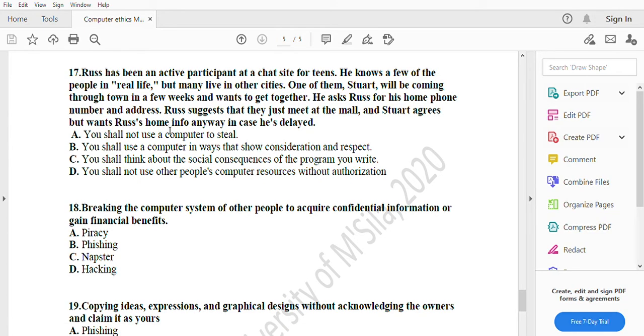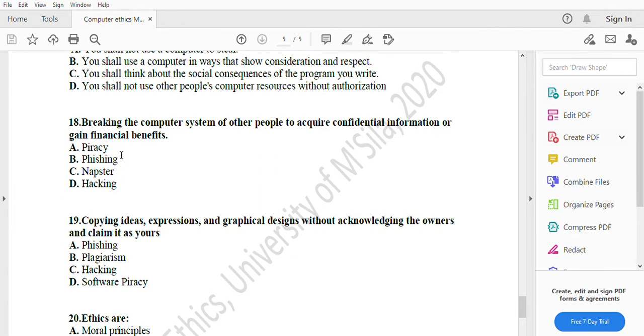So we have four possibilities. A, you should not use a computer to steal. B, you should not use a computer in a way that shows consideration and respect. C, you should not think about the social consequences of the program you write. Or D, you should not use other people's computer resources without authorization. So for 17, which one is right? Of course, this is about C. Let's go to the next question, which is 18.